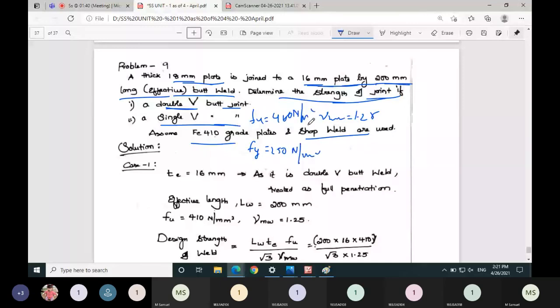So let's see and write what are the data given. So here I told you that as it is a single or double butt joint, okay, even it is a single or double butt joint, I mean, let us take this a case one. So what is case one? Double V butt joint. So let me show you the figure.